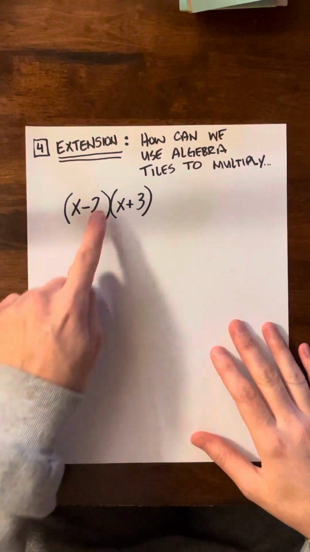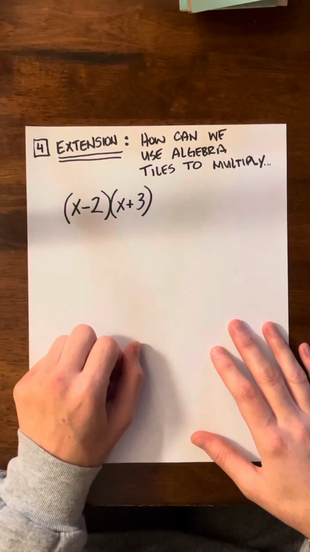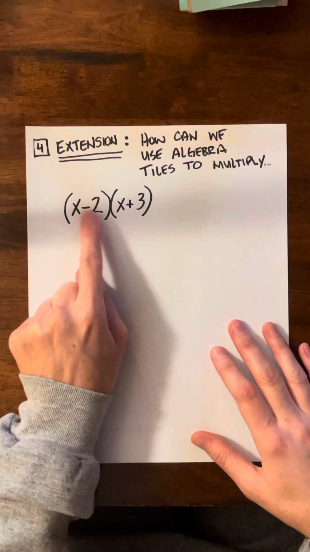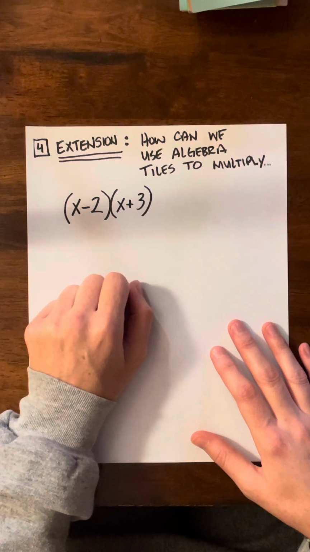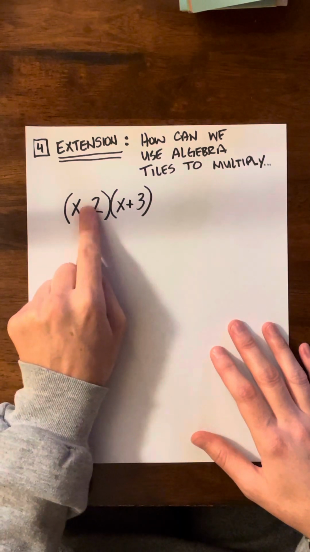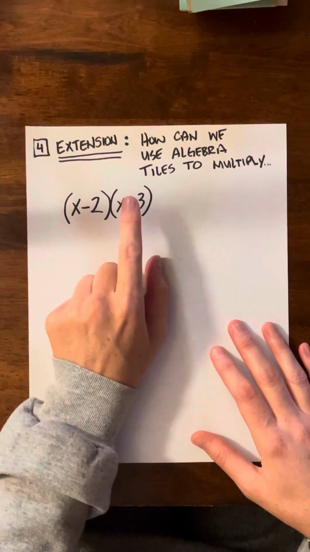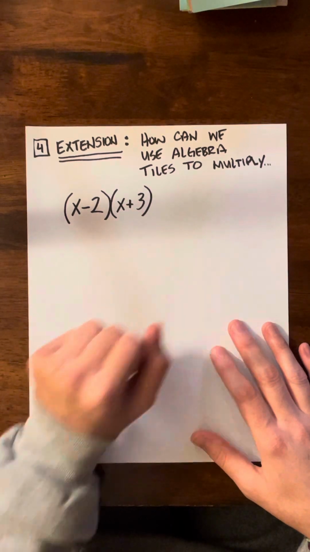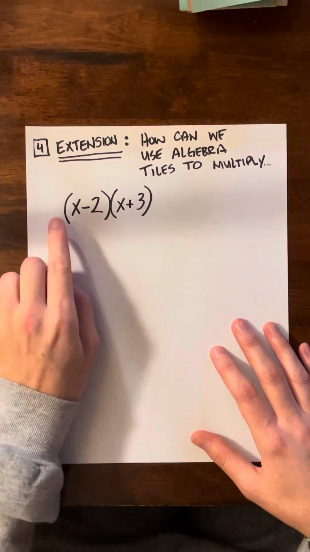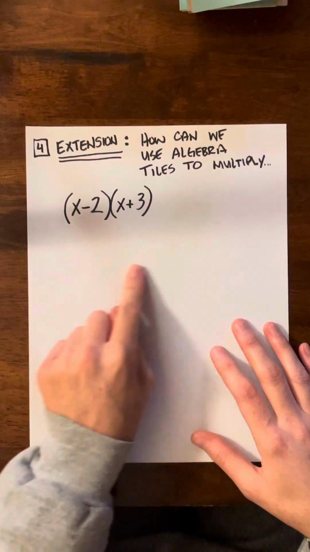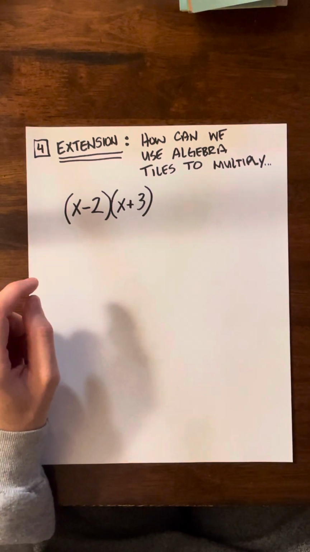We always start with our first parentheses. As you can see, we have a negative here now. So remember what I said before: we're going to represent negatives with red, and we're going to represent positives with green. So we start up at the top. We have an x.